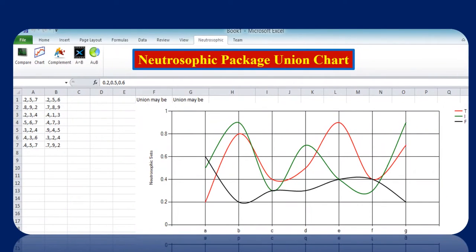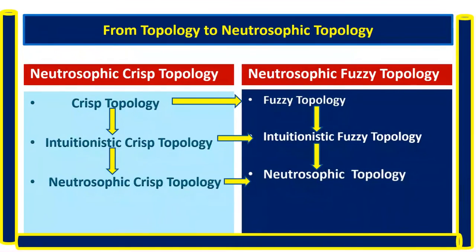Neutrosophic package union chart. From topology to Neutrosophic topology. Neutrosophic crisp topology. Two types of Neutrosophic topology: Neutrosophic crisp topology and Neutrosophic fuzzy topology. From the crisp topology to instantaneous crisp topology and Neutrosophic crisp topology. Neutrosophic crisp topology is a generalization of instantaneous crisp topology and crisp topology.